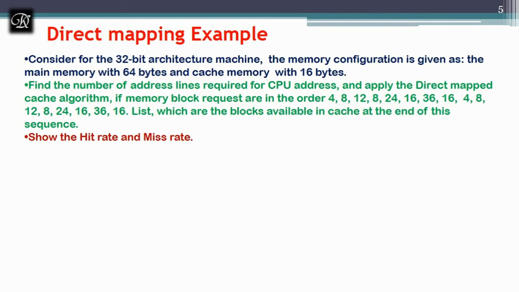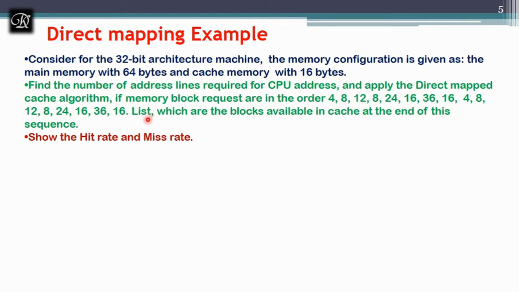Now what we have to do is find the number of address lines required for this. 2 to the power of what will give me 64? That will be the number of address lines. Then apply direct mapping for the cache. The given block requests are in this range: block numbers 4, 8, 12, 8, 24, 16, 36, 16, 4, 8, 12, 8, 24, 16, 36, 16. I have intentionally taken these numbers to show the disadvantage of direct mapping.